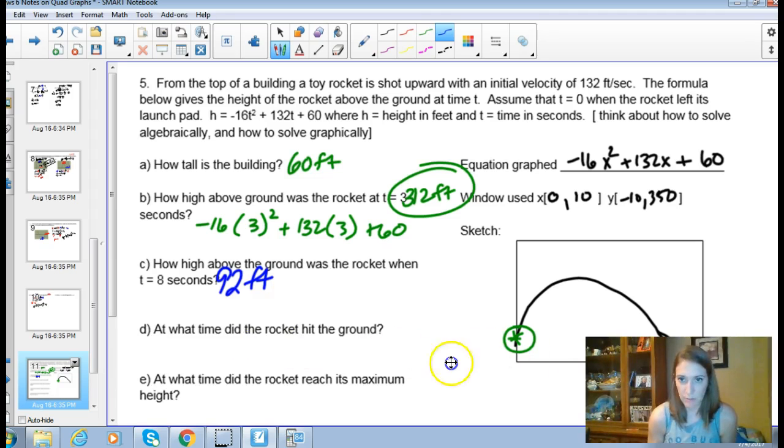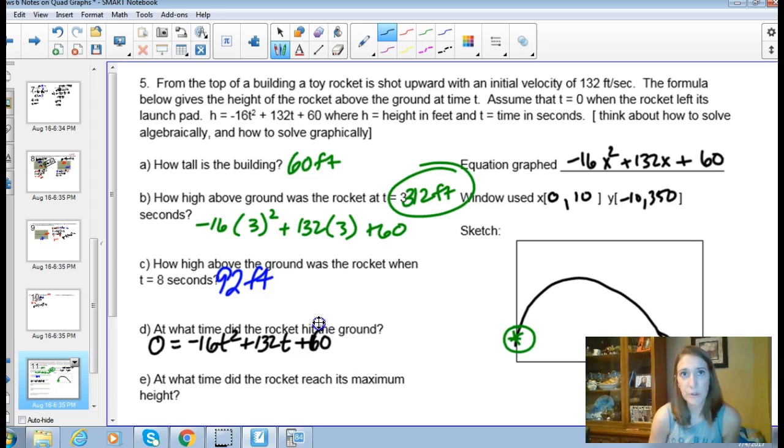At what time did it hit the ground? Well, algebraically, you can find that answer by setting it equal to 0, but it's not going to be a nice thing to solve, okay? These are real world problems and they hardly ever come out nice. So you would have to use the quadratic formula. You could complete the square, I suppose, after you divided everything by negative 16.